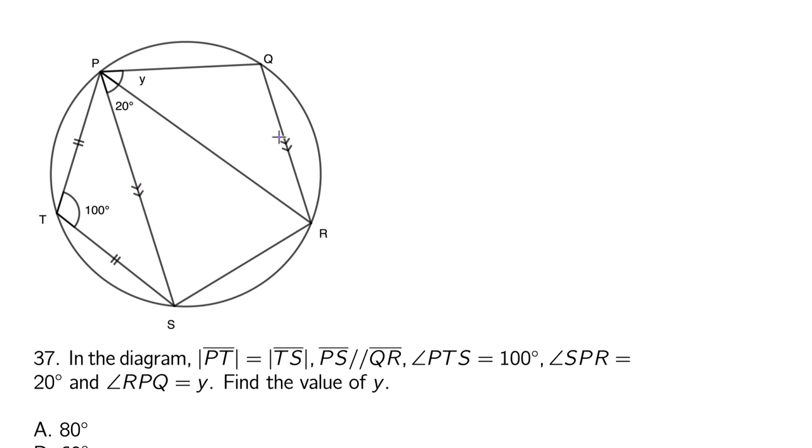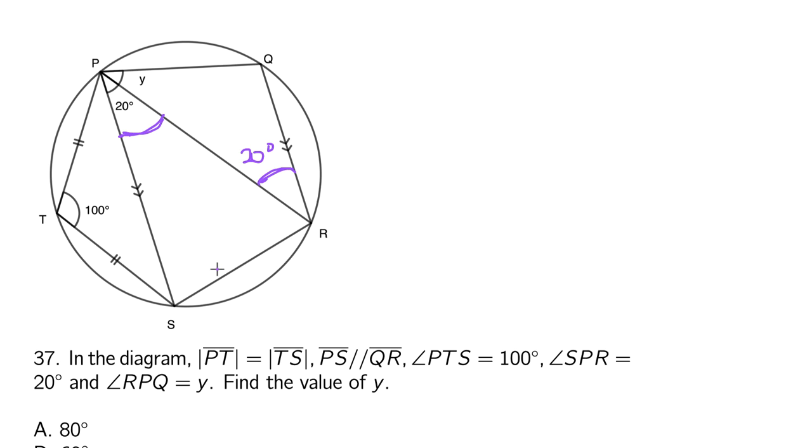Now, these two lines being parallel and having this PR line crossing them that way makes it a transversal, and that means that this angle and that angle are alternate angles. So this angle is 20 degrees also. Now if this angle is 20 degrees, how does that help us to find Y?